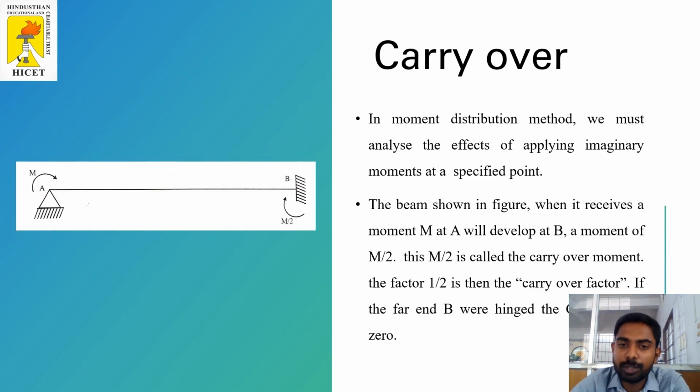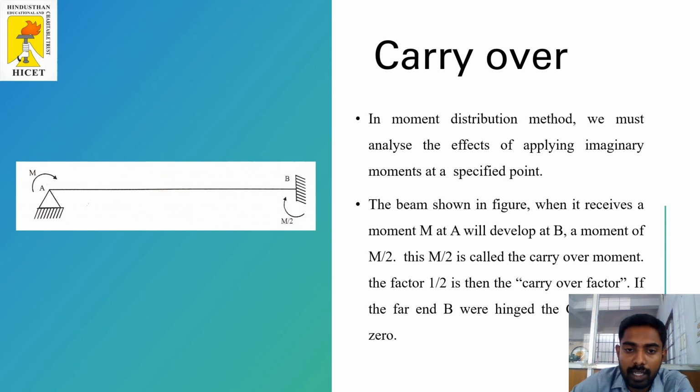Carryover. In the moment distribution method, we must analyze the effects of applying imaginary moments at a specified point on the beam shown in the figure. When it receives a moment M at A, it will develop at B a moment of M by 2. When you apply a moment M at A, there will be some moment developed at B. That moment will be equal to M by 2. This M by 2 value is called the carryover moment, and the factor 1 by 2 is the carryover factor.